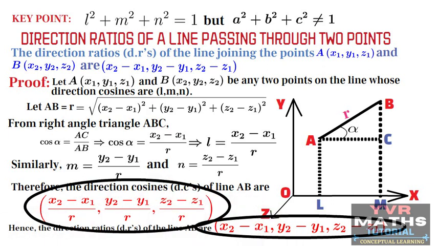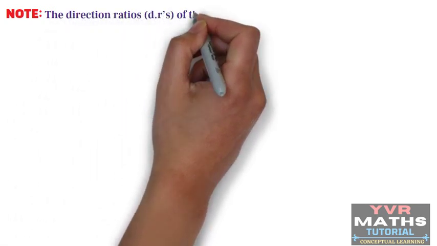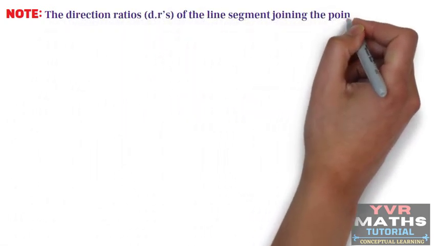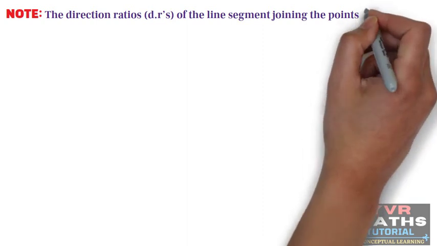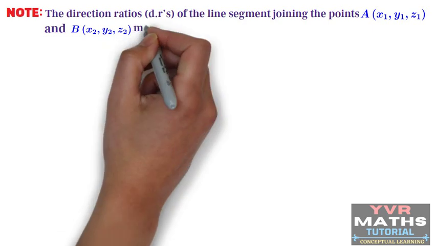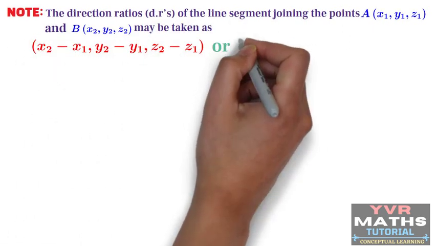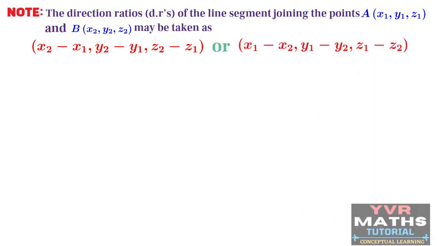We have to remember one important point here. The direction ratios of the line segment joining the points A x1 y1 z1 and B x2 y2 z2 may be taken as x2 minus x1 comma y2 minus y1 comma z2 minus z1 or x1 minus x2 comma y1 minus y2 comma z1 minus z2. So while we are solving the problems, you can use either first formula or second formula.